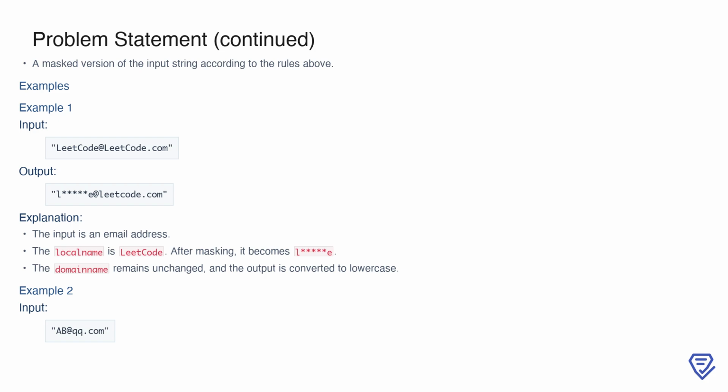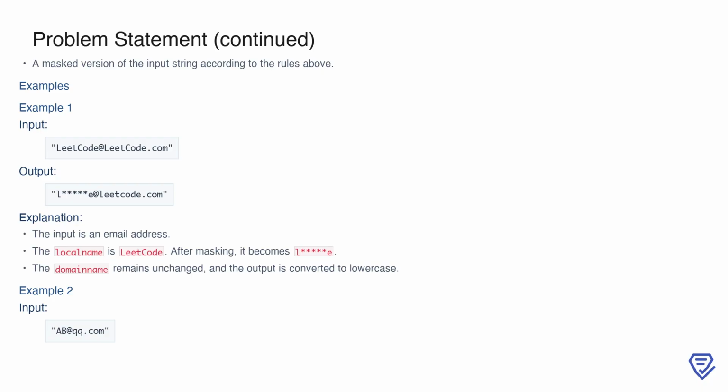Let's look at some examples to solidify our understanding. In the first example, the input is LeetCode@LeetCode.com. This is clearly an email address, so we apply the email masking rules. The local name, LeetCode, is masked to L*****e, while the domain name remains unchanged. The output is l*****e@leetcode.com, fully converted to lowercase.